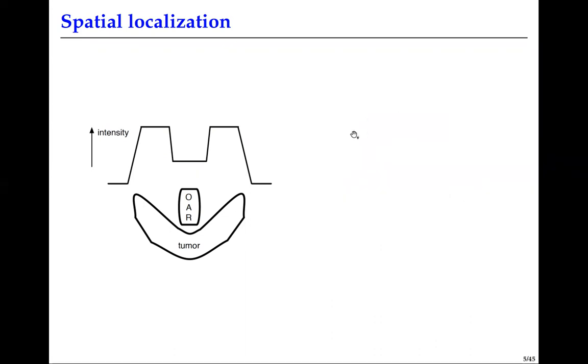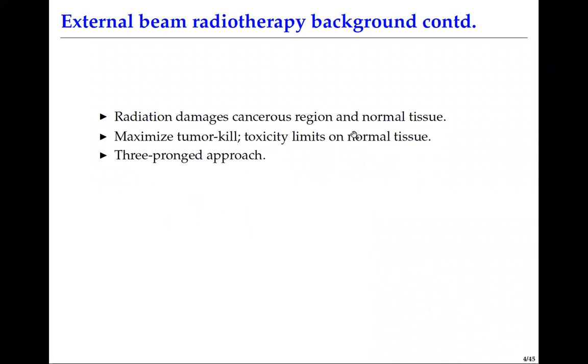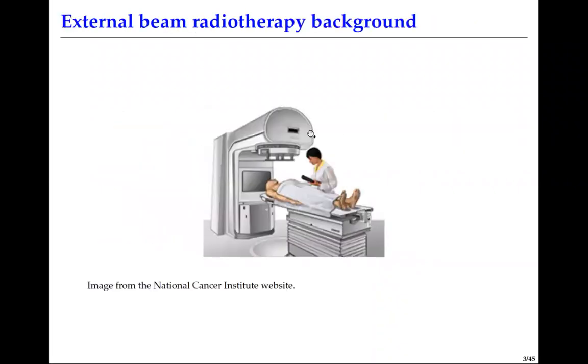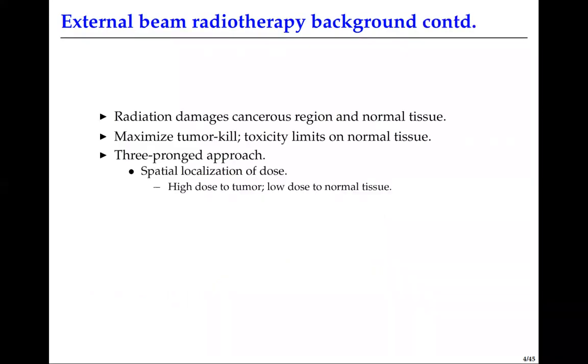I want to go back for a second and show you that machine that I had shown you in the picture here. So this machine actually can rotate. And this is how the machine will rotate, and that's how different directions are used to deliver that radiation for spatial localization. So let us remember that for a minute and then move on to the idea of temporal dispersion.